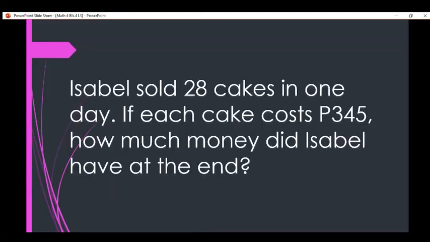So let's try this word problem. Isabel sold 28 cakes in one day. If each cake costs 345 pesos, how much money did Isabel have at the end? Again, Isabel sold 28 cakes in one day. If each cake costs 345 pesos, how much money did Isabel have at the end? So let's try answering this one.